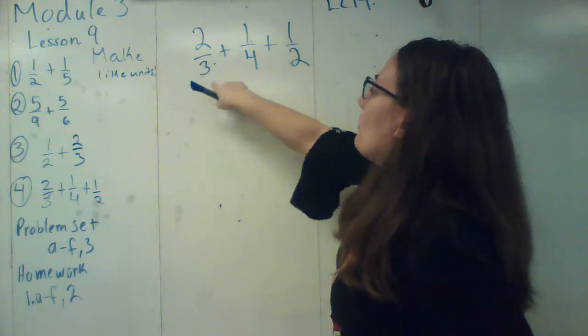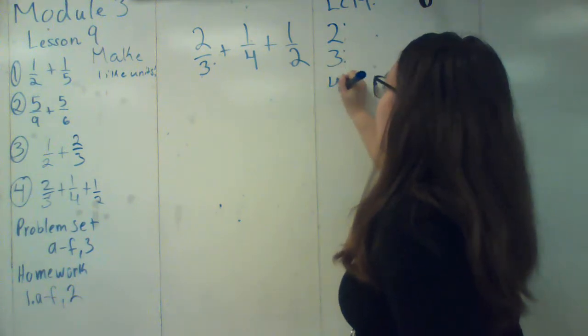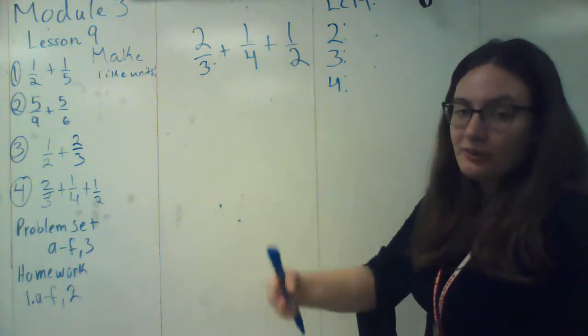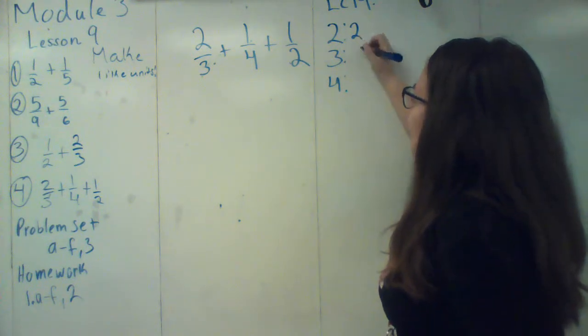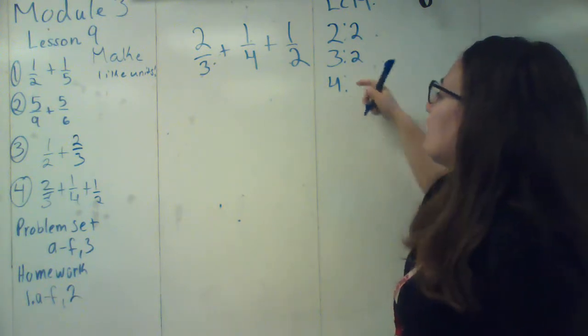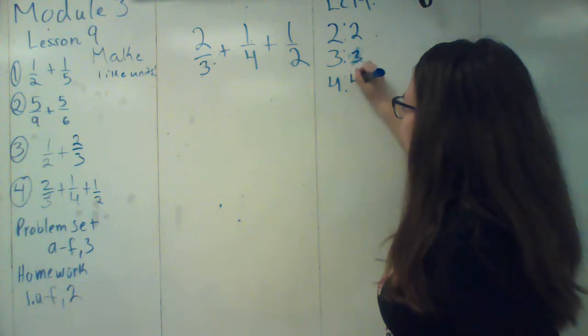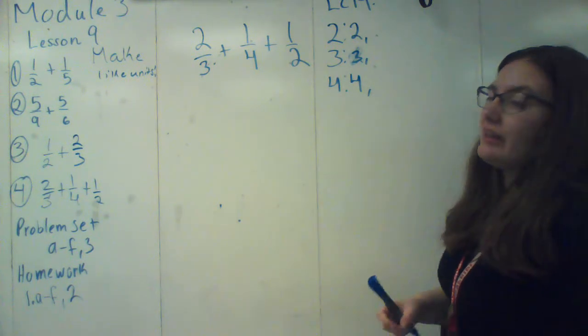And then I will list all my denominators. I'm going to do it in increasing order, so 2, 3, and 4. And then I'm going to start with just my multiples of 1, my multiples of 2, and so on. So 2 times 1 is 2, 3 times 1 is 3, and then 4 times 1 is 4. Still don't have a common multiple yet, so I move on.